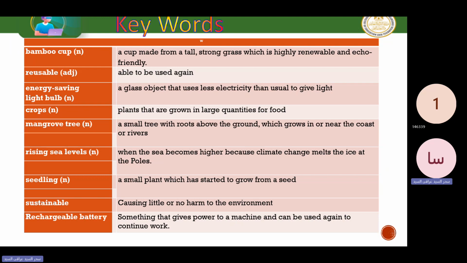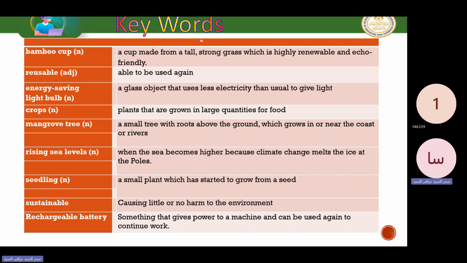Mangrove trees. This is of course important in our unit. A small tree with roots above the ground which grows in or near the coast or rivers. Rising sea levels. This is one of the problems that our environment faces. It is when the sea becomes higher because climate change melts the ice at the poles.